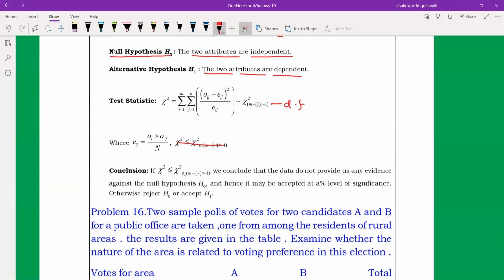Conclusion. If chi-square calculated is less than or equal to the chi-square table value at alpha percent level of significance, with degrees of freedom equal to (M minus 1) into (N minus 1), we accept H0, otherwise we reject H0. So this is the very important procedure.